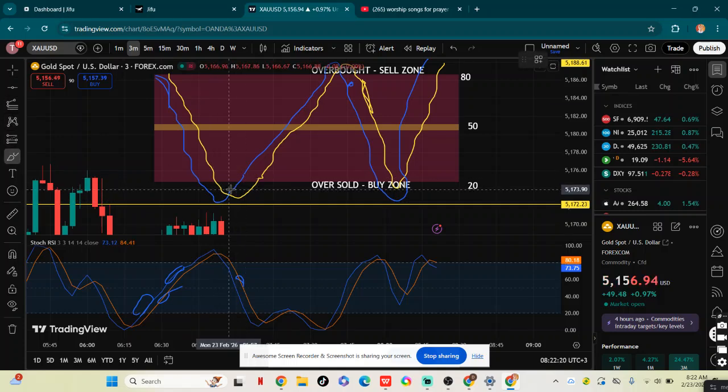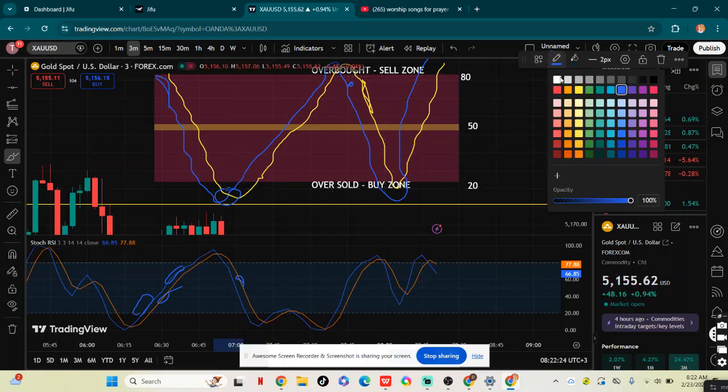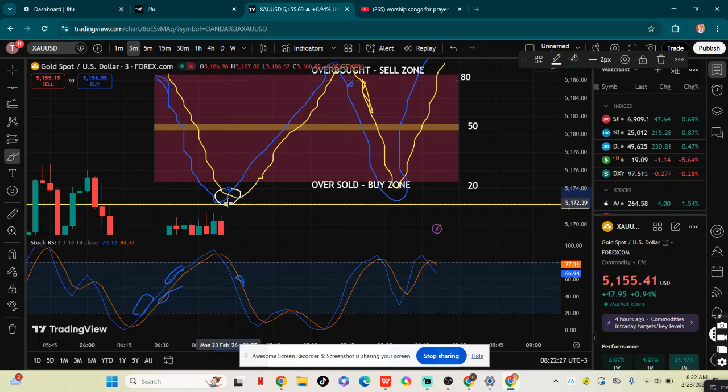So when they cross each other at this level, it means the market has changed direction, so we're preparing to take a buy. But we only buy when we get a confirmation, when the market enters this region.